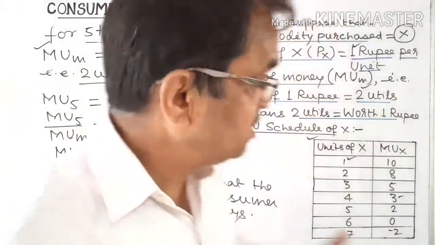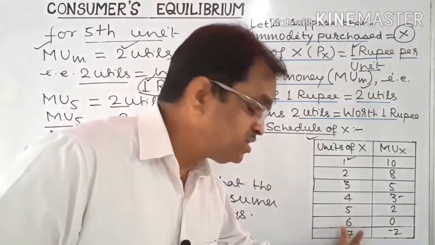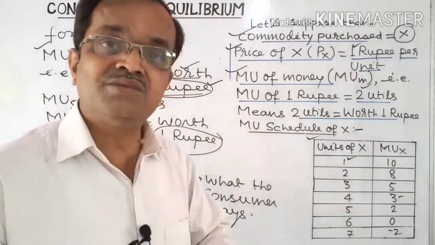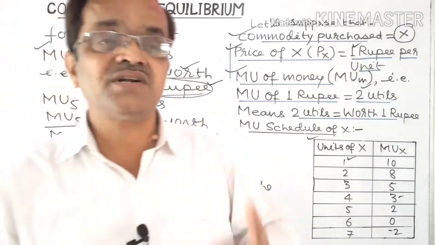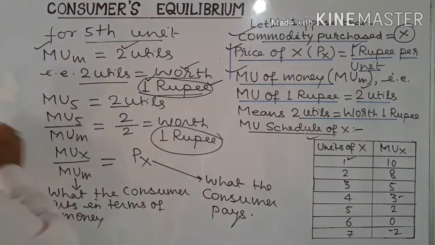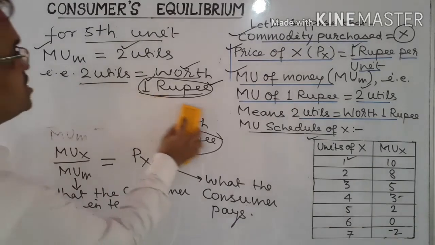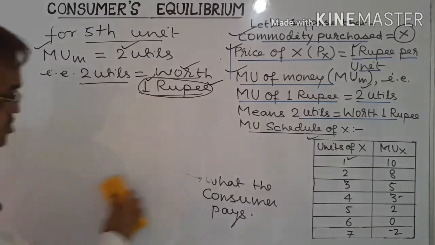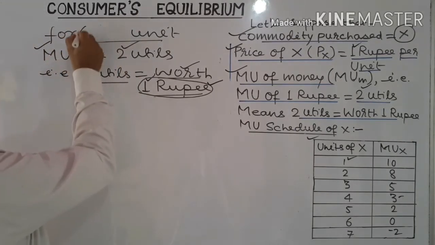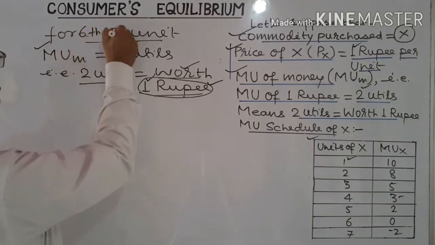Now look here, whether the consumer would consume this 6th or 7th unit or not. Beyond that unit of consumption, if the consumer further consumes the 6th and 7th unit, then what is the situation? Now look here, whether the consumer would purchase or not. Now for the 6th unit, for the 6th and 7th unit.